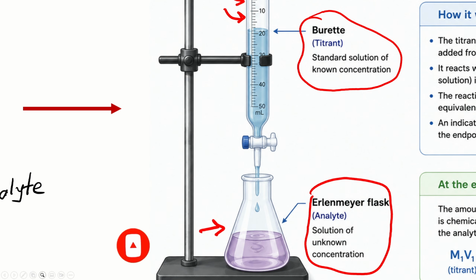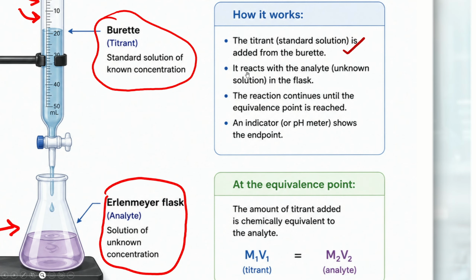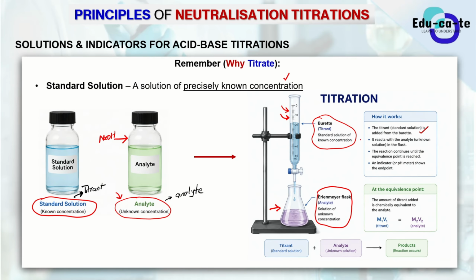So they have got a reaction. Basically, the standard solution that is inside the burette will react with the analyte, and that will happen in the flask. This reaction continues until we reach a certain point known as the equivalence point. The equivalence point is a point whereby the number of moles of the acid is equal to the number of moles of the base, okay?